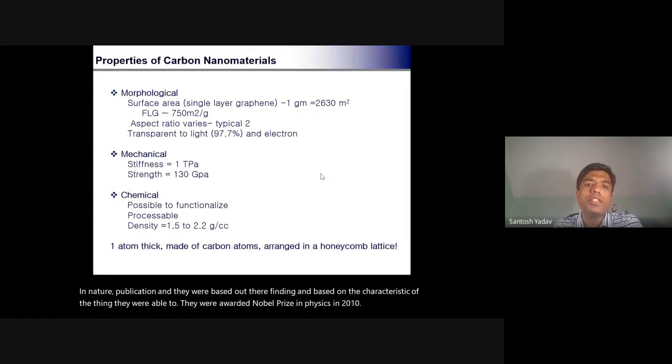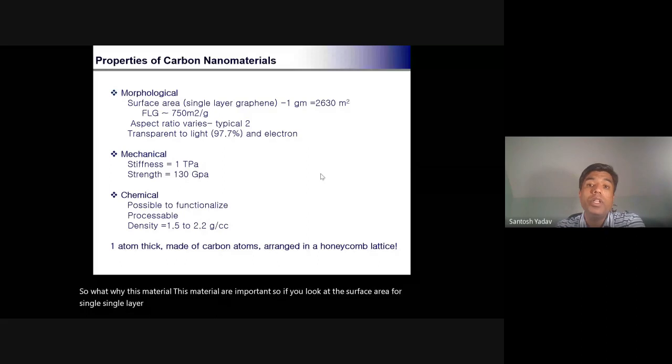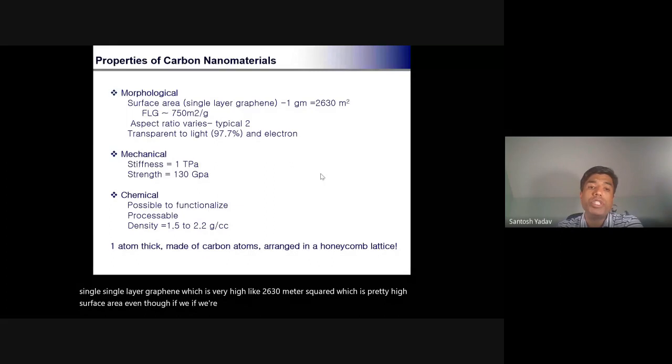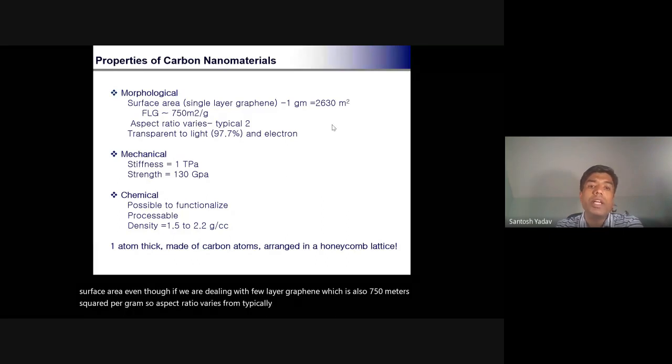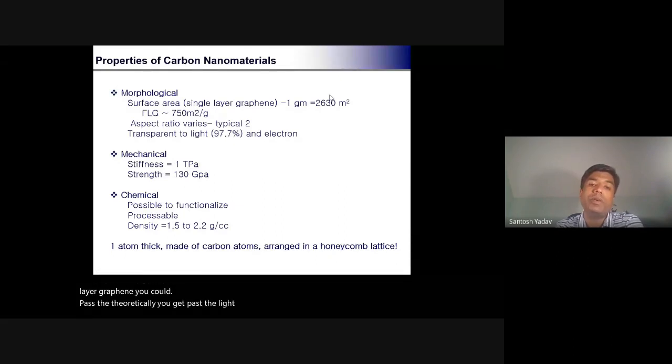So why are these materials important? If you look at the surface area of single layer graphene, it is very high, like 2,630 square meters per gram. Even if we are dealing with few-layer graphene, it is also 750 square meters per gram. Also, if you have a single layer graphene, theoretically it could pass 97.7% of light through, so it is kind of transparent also.